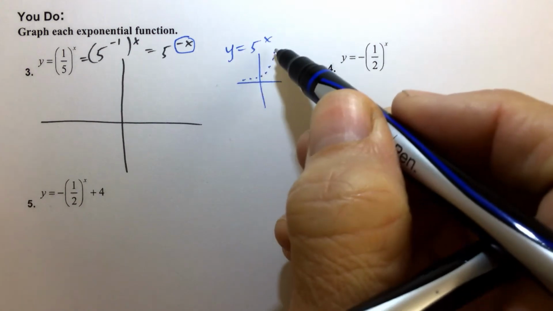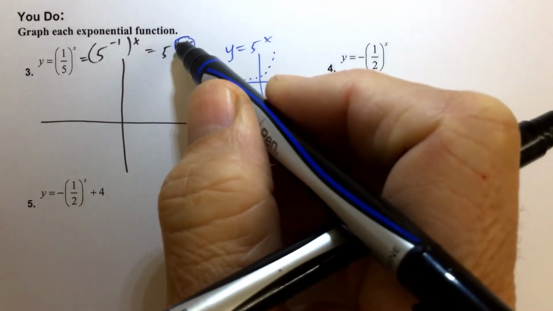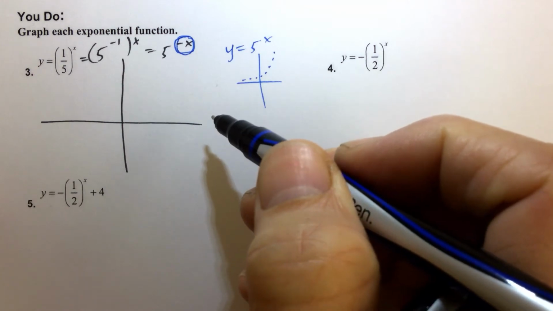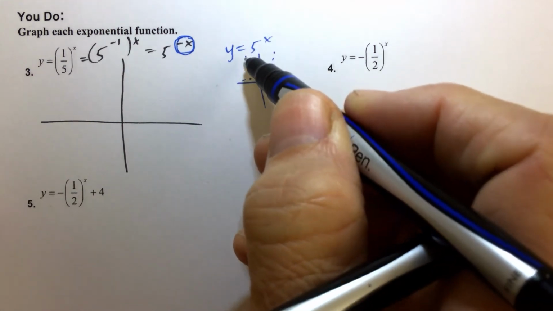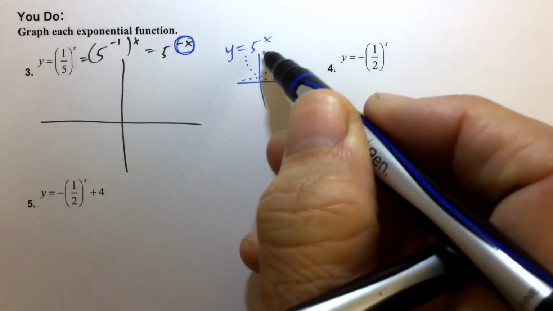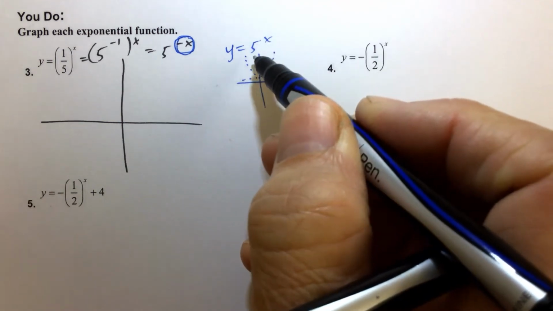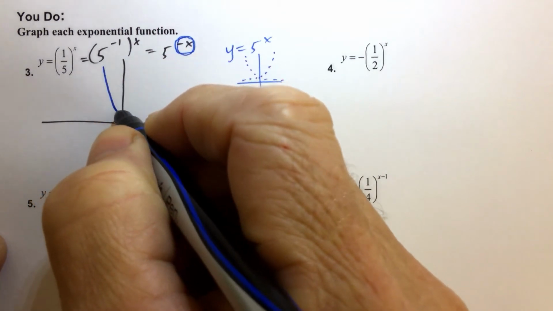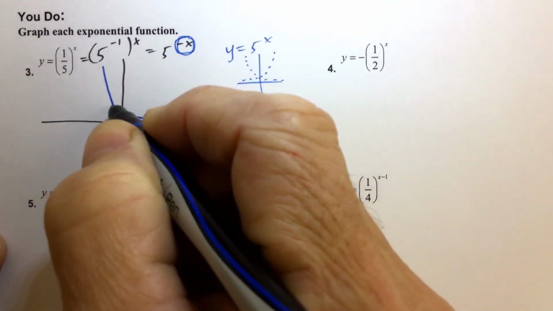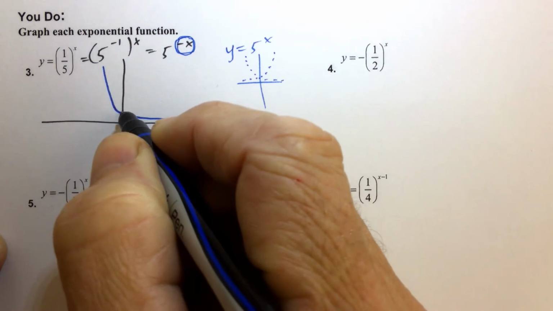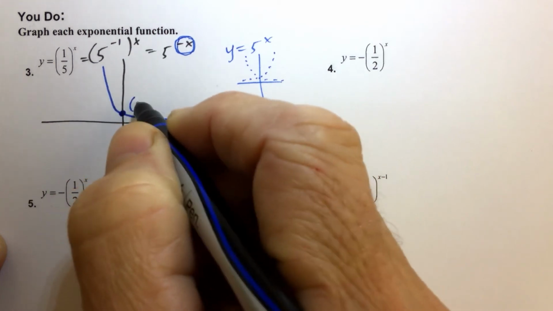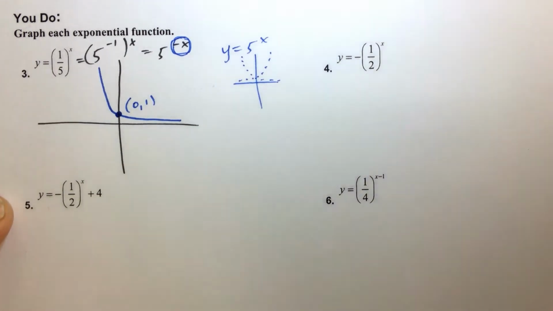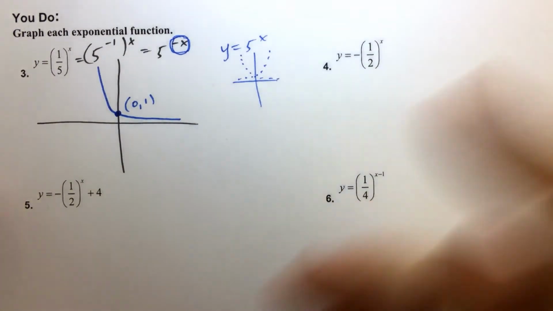So if our parent function is 5 to the x, we replace x with the opposite of x, and what do? Well, replacing x with the opposite of x means that we're going to be reflecting the graph of 5 to the x about the y-axis. So that just looks like this. And I kind of made that turn a little bit too soon, but the key point has the coordinates 0, 1. Let's do the same over here.